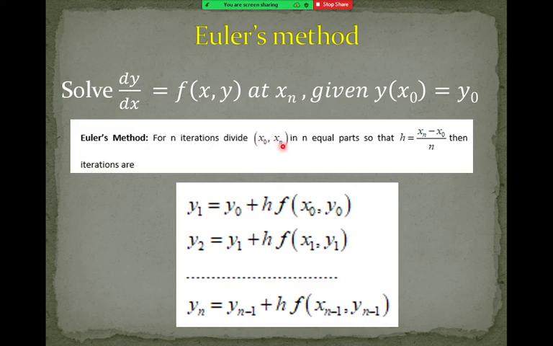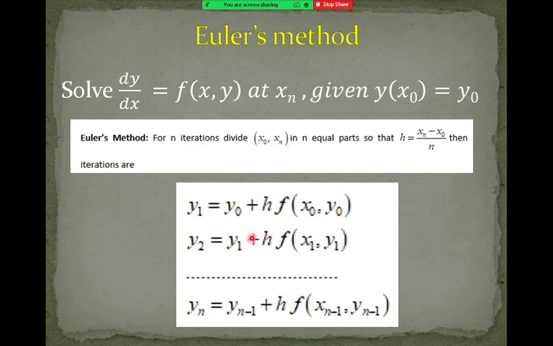So this x0 to xn, when we take this h, actually due to this h, this interval is divided into n equal parts. So we get n plus 1 points, x0, x1, x2, x3 up to xn. x0 to xn, there are n plus 1 points.